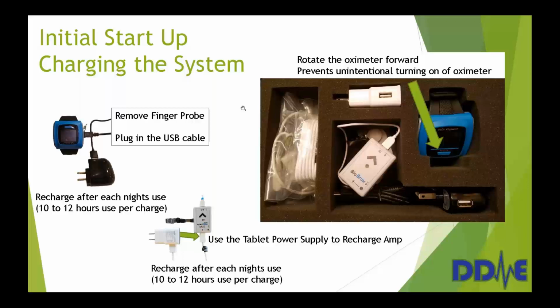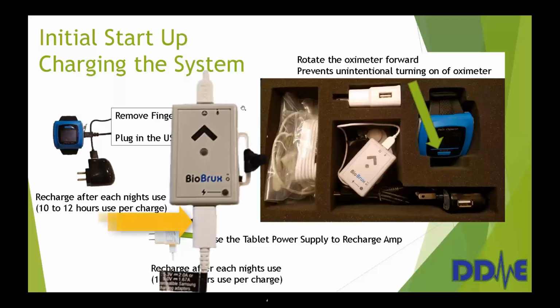Similar with the BioBrux amplifier, you plug the white USB cable system into the bottom of the BioBrux amp, and there's again a small LED indicator, and when that indicator is green, it means that your BioBrux amp is fully charged. I might also add that there's a blinking green light when the amp is turned on, and when there's a double blink on the main LED light on the front, that indicates that the amp can be charged up.